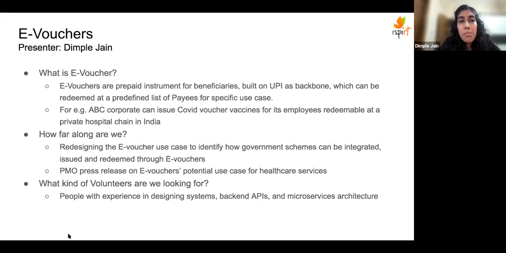To give an example, let's think of a corporate that wants to, let's say, issue COVID vaccine vouchers to its employees. And these vaccine vouchers can be redeemed at a specific chain of hospitals.